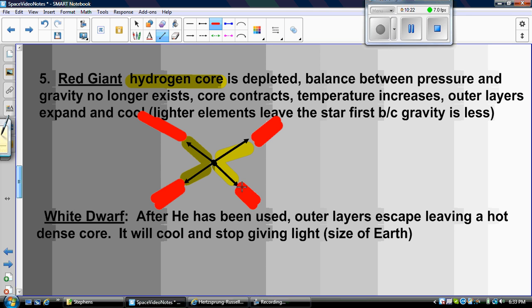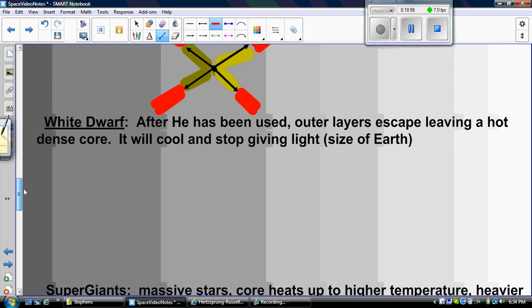Now, when this occurs, when you have those unbalanced forces and gravity is taking over, the core is going to start to contract because the force of gravity is pulling everything to the center. But temperature starts to increase because the outer layers expand and cool. And the reason why those outer layers expand is because lighter elements leave the star. They escape the force of gravity. So that's why the red giant is expanding. Those lighter elements, like hydrogen and helium, are escaping out into space. And guess where that hydrogen and helium goes? It goes to nebulas.